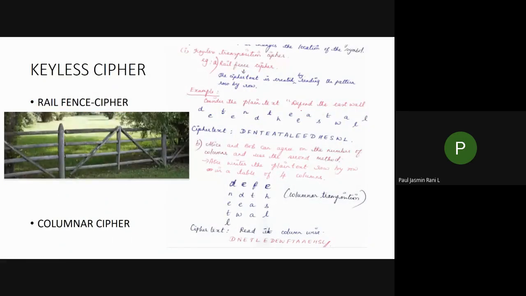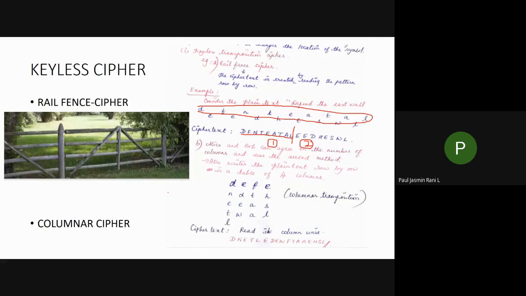After filling your alphabets, what you have to do is read the first row alone. See this first row alone. What is the value for your first row? D F N T E A TAL. So this is the first row. You have to write this first row. Next you have to write your second row. This is how you have to do it for your rail fence cipher. This is for your row wise.